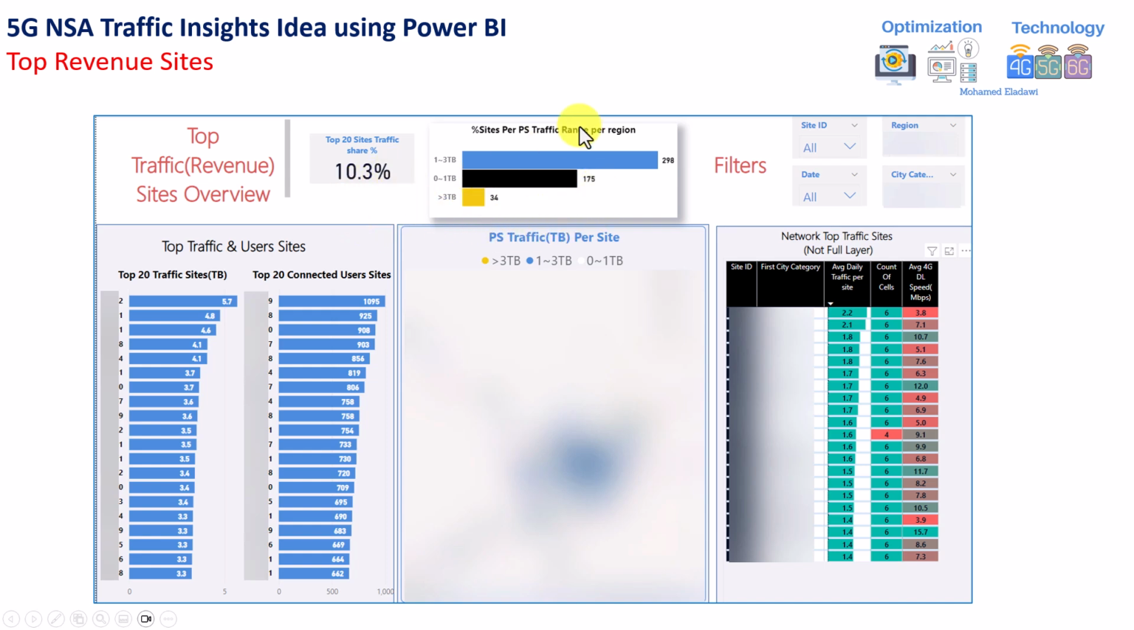And here was just a breakdown of the sites per TB, terabyte. For example, what was the sites distribution? For example, 298 sites operating from 1 to 3 terabyte, 175 from 0 to 1 terabyte, and 34 sites even greater than 3 terabyte. This can be done by site, region, and whatever, but this is at site level, as you can see here. And also you can have a look into the map as shown.